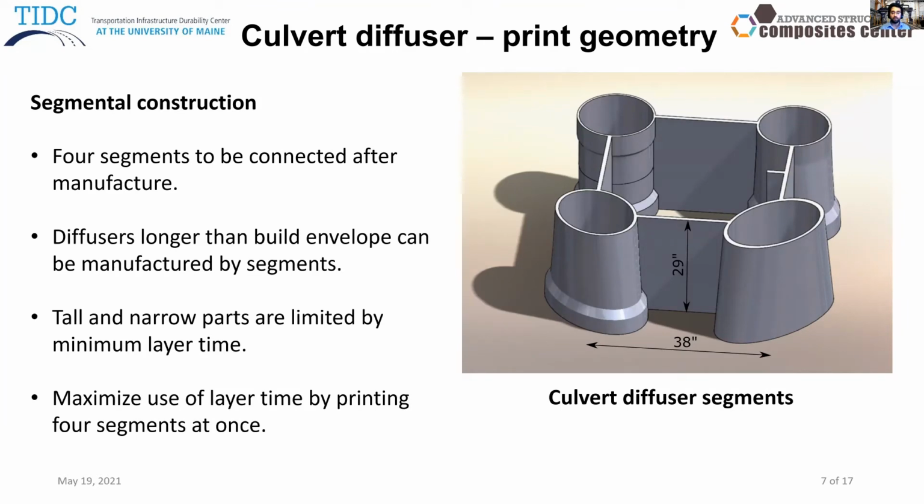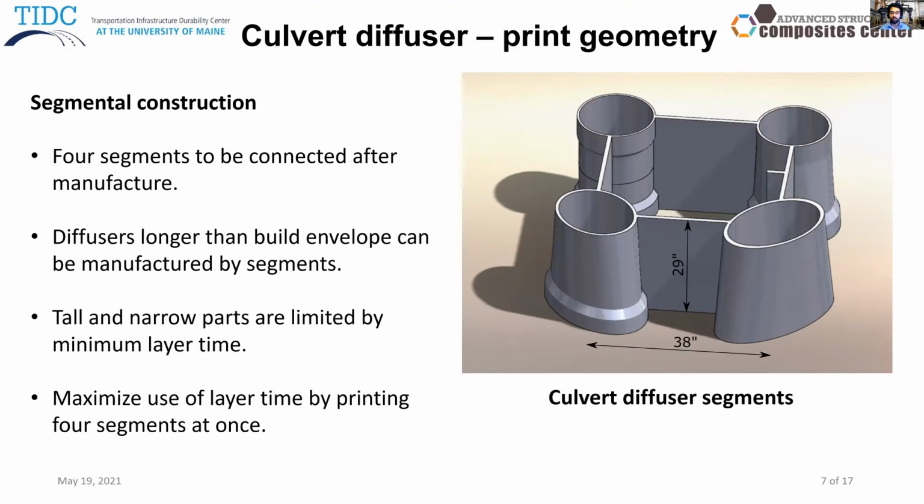We adopted a segmental construction approach to manufacture the part. Instead of printing the 102-inch part, we divided it into 4 segments and printed the 4 segments. It was done to maximize the use of layer time. Layer time is the time taken to deposit one layer of material.